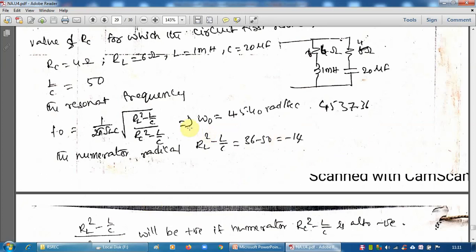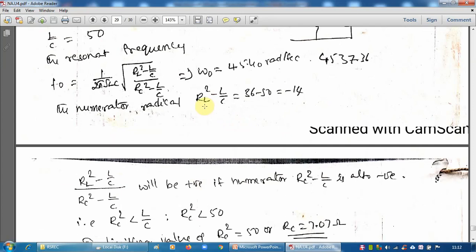But anyhow, here only the L and C values are sufficient. So in the L place we used 1 millihenry and in the C place we used 20. If we substitute this, we will get omega naught equal to this, and then F naught. F naught is omega naught divided by 2 pi. If omega naught is obtained, we can easily get F naught. Here the F naught expression is this, and the value is equal to 4537.